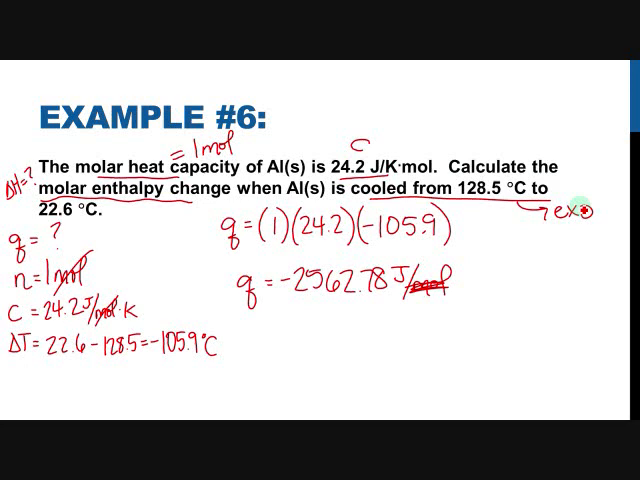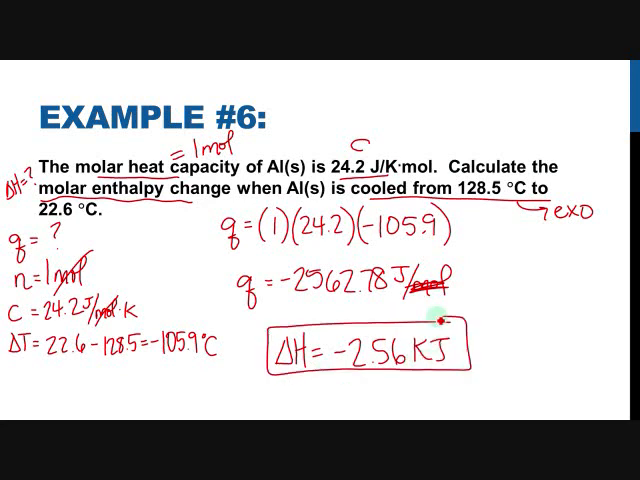And then if you want to keep it joules, you can, but for me personally, I would change that to kilojoules. So when I divided by 1,000 and rounded to significant figures, I got negative 2.56 kilojoules. If you would like to put the per mole, you're more than welcome to, but technically it canceled out from our calculation.